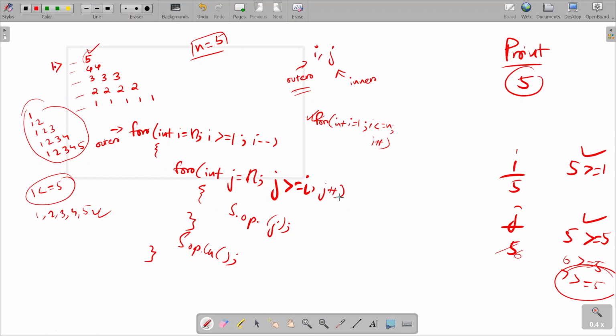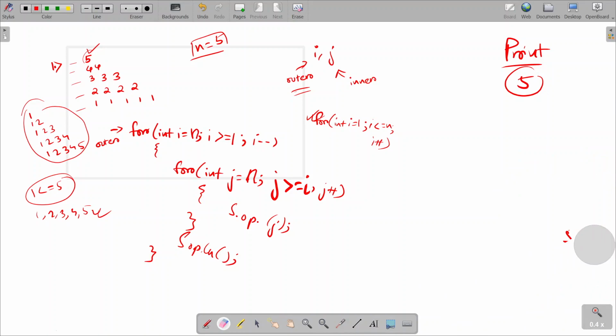We must not do j plus plus. We have to do j minus minus, because we have to decrease the value of j. So the next modification we have to make over here is j minus minus. That will be the second modification. All right, now let's try running our program.